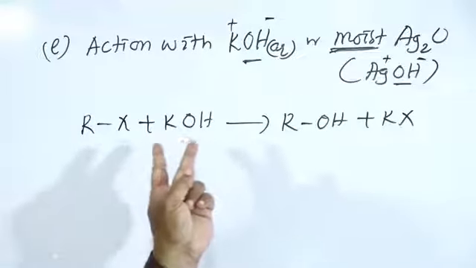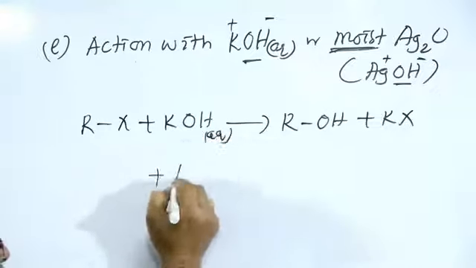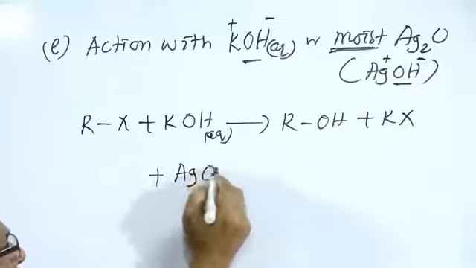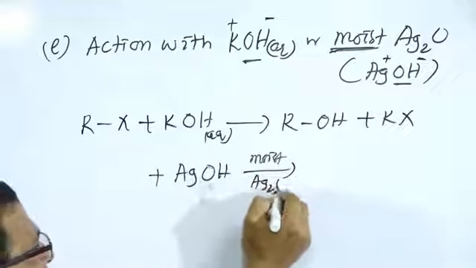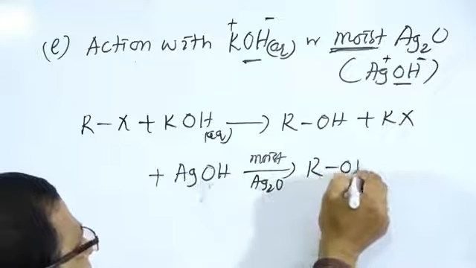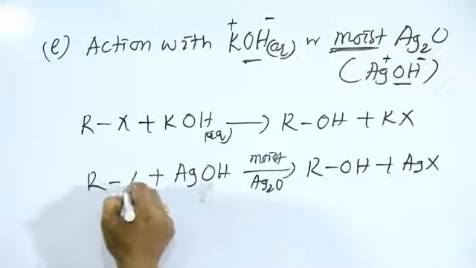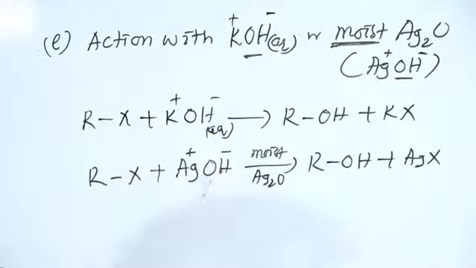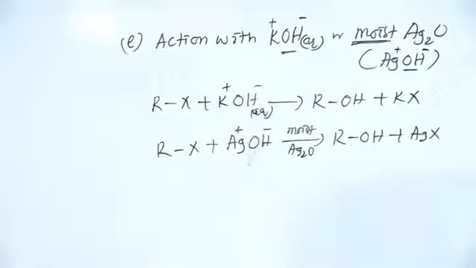Alkyl halides react with aqueous KOH or moist Ag2O, AgOH, to give ROH plus AgX. It is the same reaction, where OH minus comes from K plus OH minus or Ag plus OH minus. In this case, OH minus will act as the nucleophile. That is a nucleophilic substitution reaction.